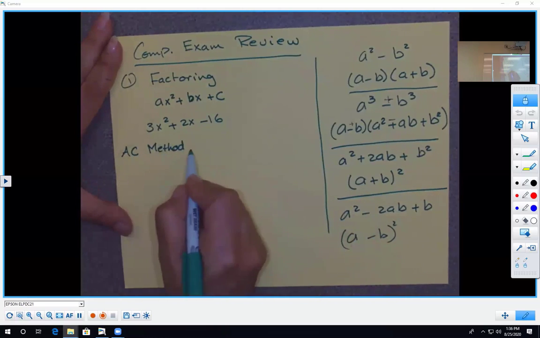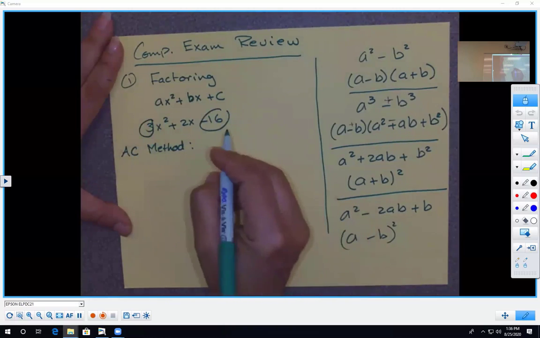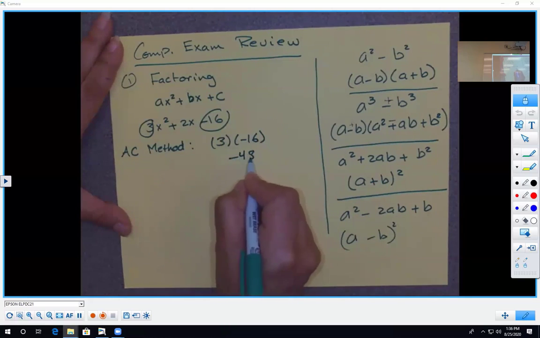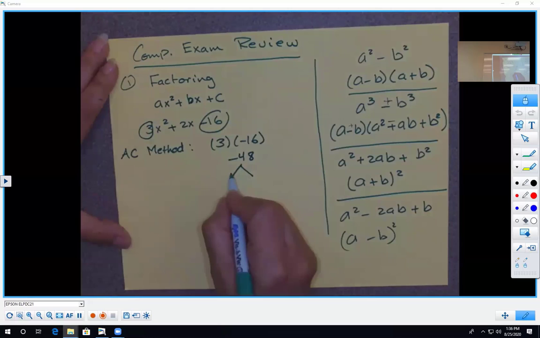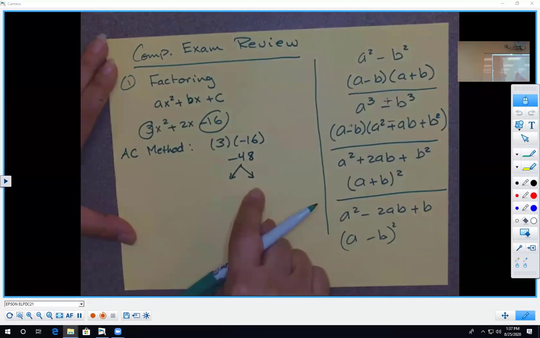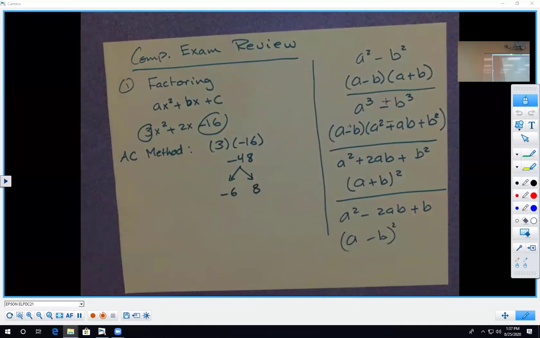Okay, so the AC method says what? I'm going to take the A, multiply it by the C, and that will give me 3 times negative 16. That's a negative 48. And then I'm going to break this negative 48 into 2 numbers. These 2 factors, their product is negative 48 and their sum is positive 2. So the first 2 factors that come to mind are negative 6 and 8. If I multiply them, that's a negative 48. If I add them, that will be a positive 2.